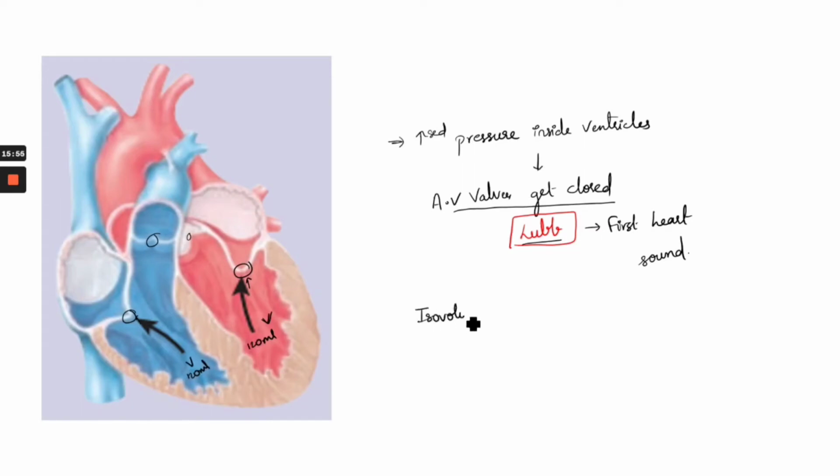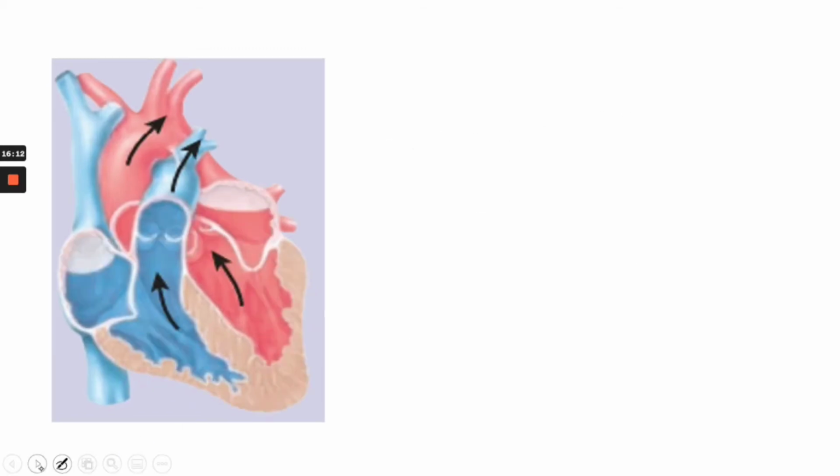120 ml, right? So this is isovolumetric, okay? Isovolumetric condition, that means see, valves are closed and the volume inside the ventricle is the same, right? So this is isovolumetric condition, right?